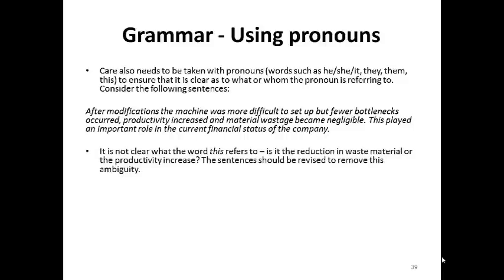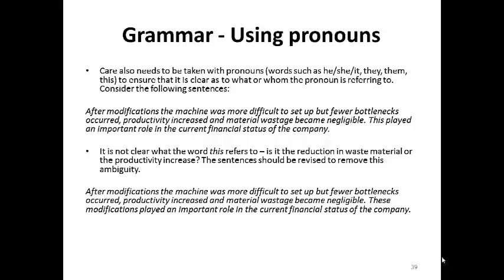Now, it's not clear what the word "this" refers to in this sentence. Is it referring to the reduction in waste material? Or is it referring to the productivity increase? So the sentences should be revised to remove this ambiguity. As you can see in the improved text, "this" was replaced with the phrase "these modifications," so it's clear to the reader what the writer is referring to.